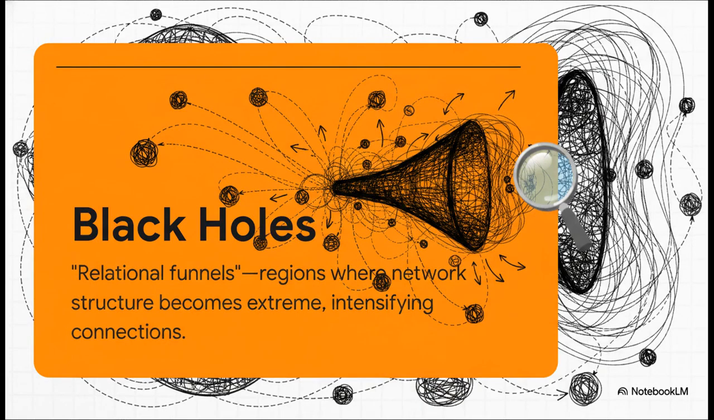And black holes. Physics tells us they're points of infinite density, a singularity, which basically means our math breaks down. But what if that's wrong too? A black hole could be a relational funnel, a place where the structure of our network gets so twisted and warped that it becomes intensely connected to the other layers. It's not just a point of no return in our universe, but maybe it's a gateway, a place where the different networks are fundamentally linked.